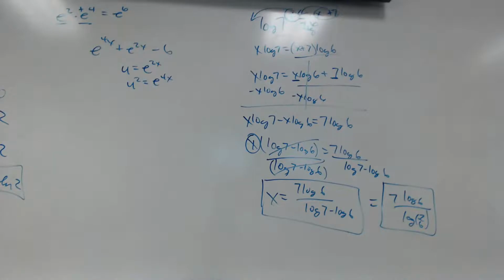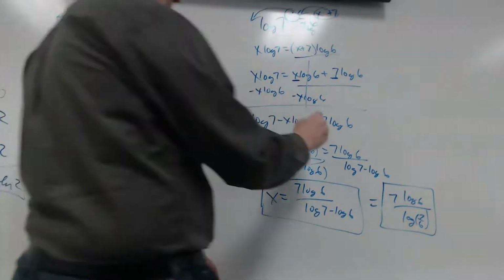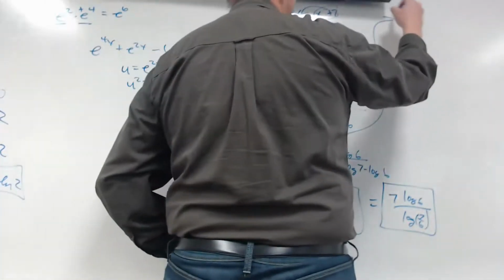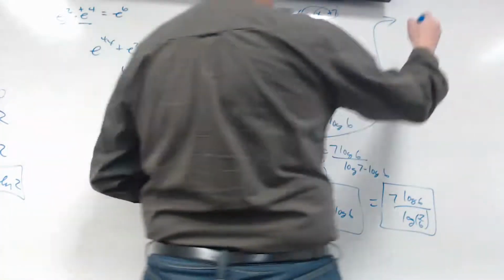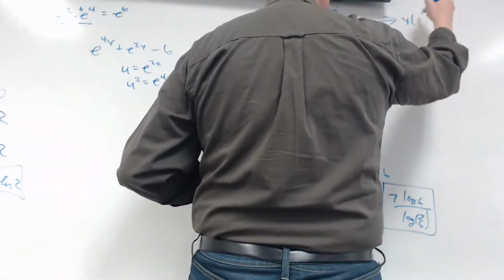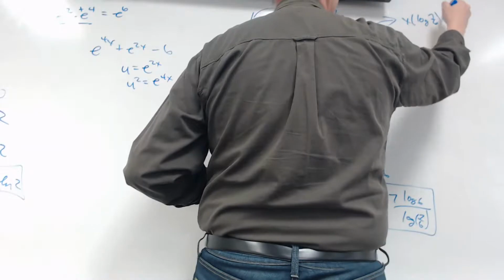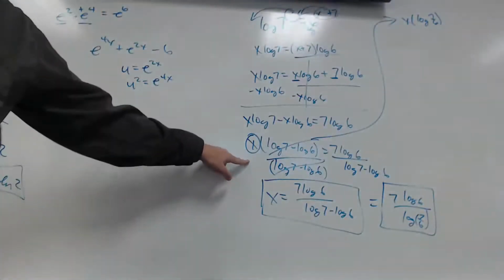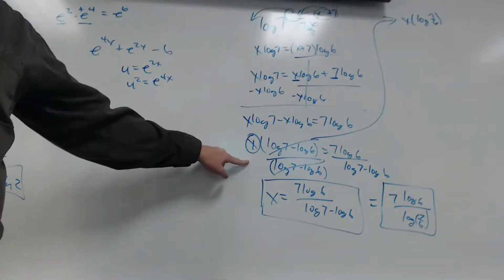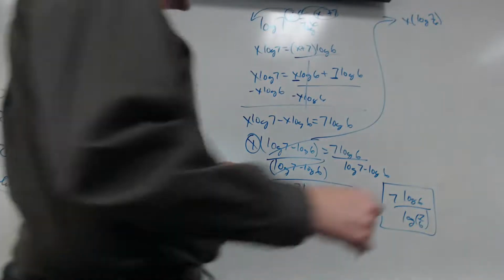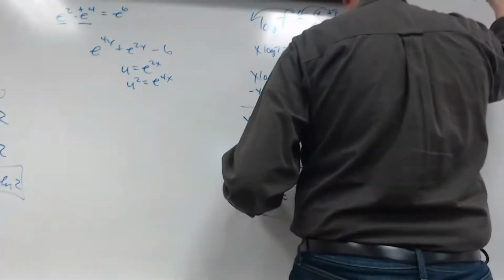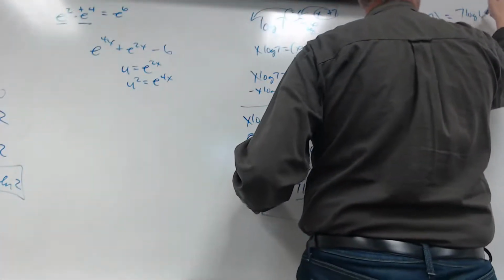Okay. Now, if you're saying, could I have rewritten this as x times log of 7/6, equals log 7 minus log 6? Is that what you're asking? Oh, no, I get it now. Because that's legal to do.